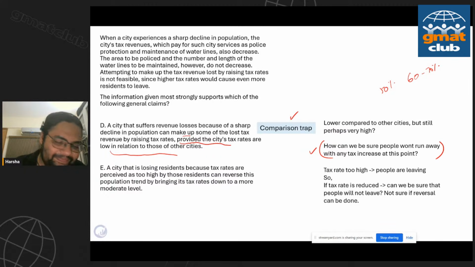For all we know, it's still a very high tax rate. You're not going to be able to stem the decline. People are going to rush away. Does this make sense? Does the logic make sense? I'm thinking in very informal, real life ways here, because that's what it actually takes. The GMAT is a test of regular common sense logic rather than formal logic rules, not as much of those. Make sense? Good to see that.